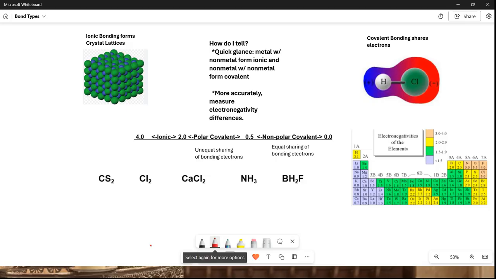Today we are going to talk about bond types and how we know if a compound is going to have an ionic bond or a covalent bond. Looking at my screen, I have a lot of stuff here, so let's just break it down. Over here, I have some explanation about ionic bonding.